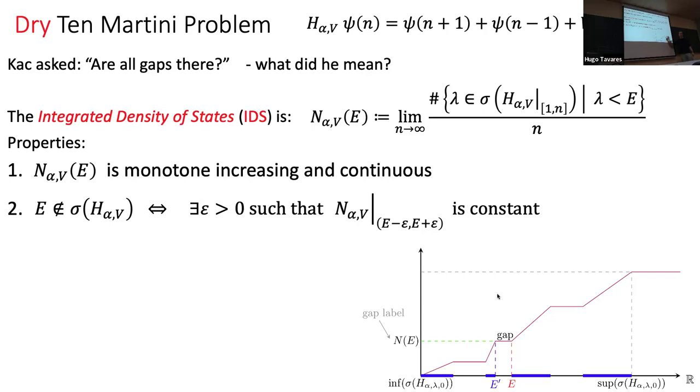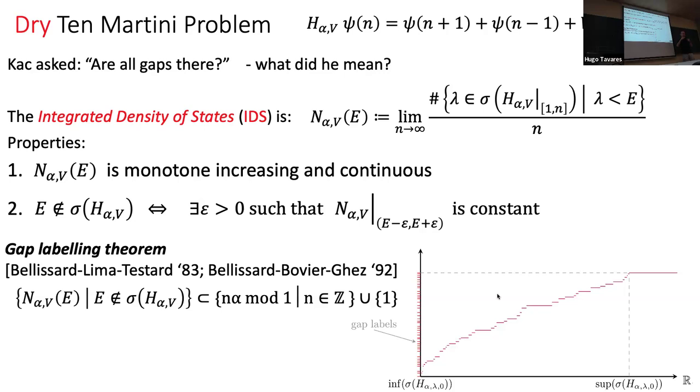So how would the IDS look for a Cantor set? For a Cantor set, you will get something like the devil's staircase function, right? It's a Cantor set, you have countably many gaps. And what people are interested in is these gaps, what are the values that the function attains at the gaps? And these are called the gap labels. The IDS, what does it get on the gap? It's called the gap label. People are interested in this.